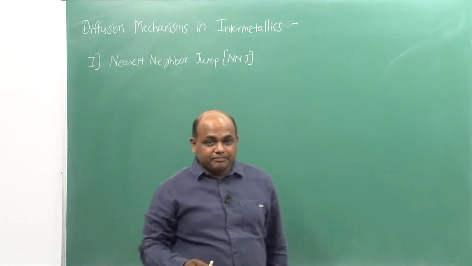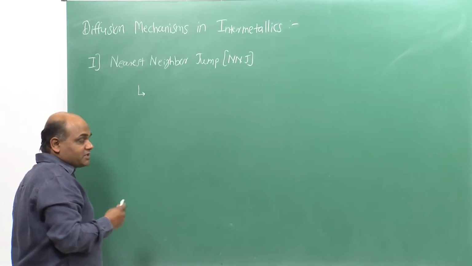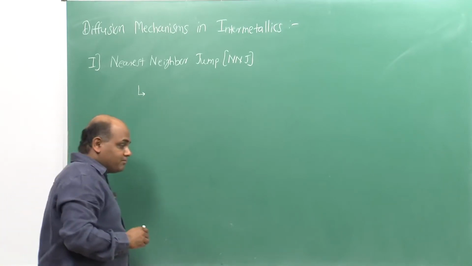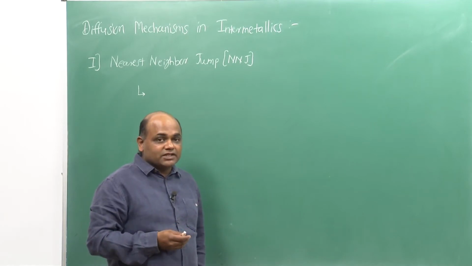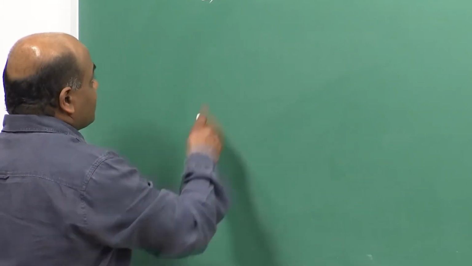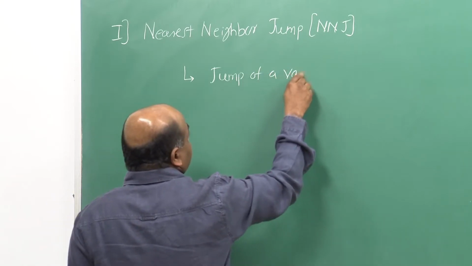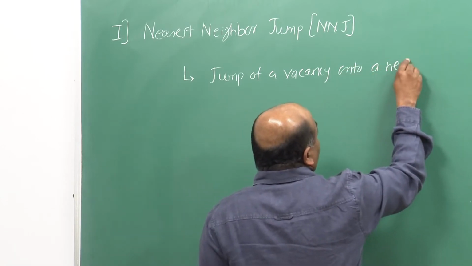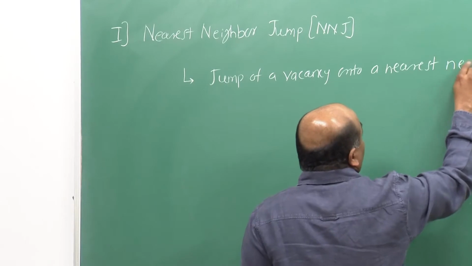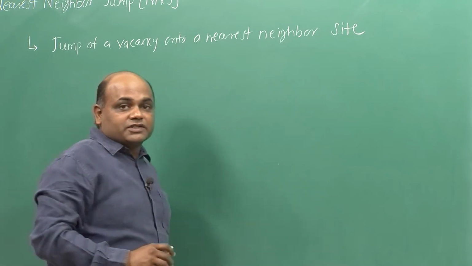The first mechanism is called nearest neighbor jump, or in short NNJ. As the name suggests, it is simply a jump onto a nearest neighbor site, and this is assisted by a vacancy. So, the jump of a vacancy onto a nearest neighbor site.